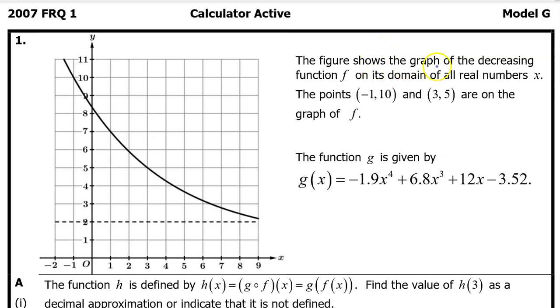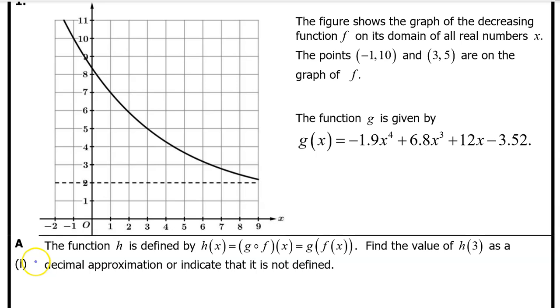The figure shows the graph of the decreasing function f on its domain of all real numbers x. The points (-1, 10) and (3, 5) are on the graph of f. The function g is given by g of x is equal to this expression.